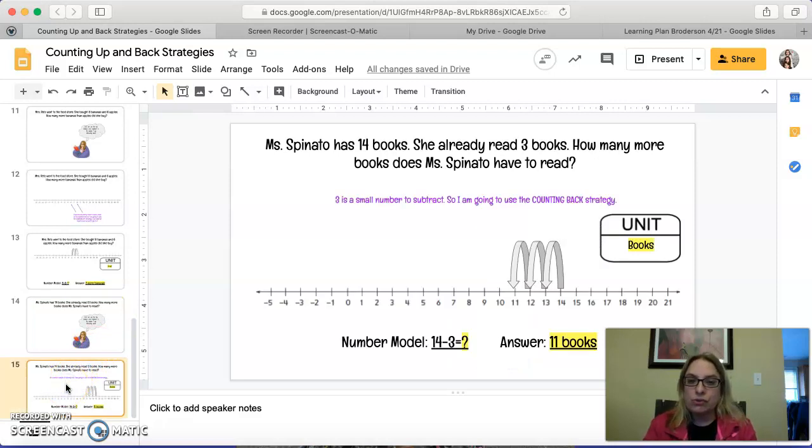Okay, so 14 and 3 are not close to each other on the number line. So we're going to count back starting at 14 because 3 is a small number. So 14, right? We have 1, 2, 3, and we are landing on 11. So 14 minus 3 equals question mark. We are counting the number of books and the answer is 11 books.